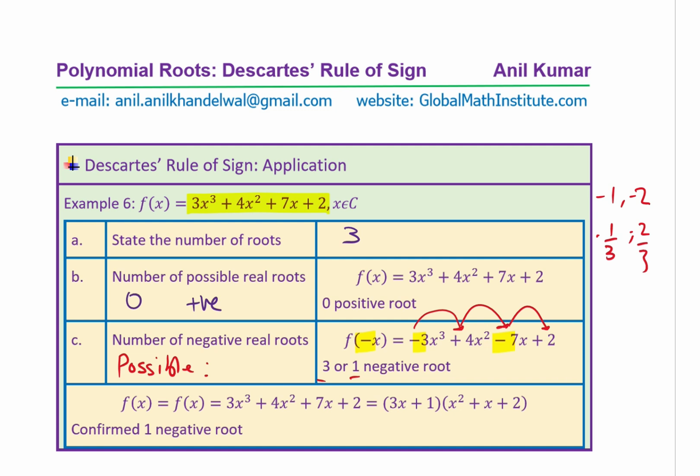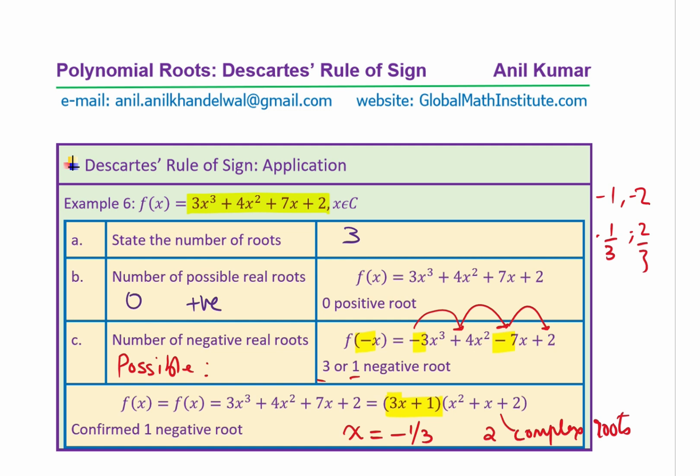Do you understand? Once you do that, you actually get only one root, which is at x equals minus 1 over 3. That is real. So we have one real root, which is negative, and that gives you two complex roots. You can use the quadratic formula to find these two complex roots. Is it clear to you?